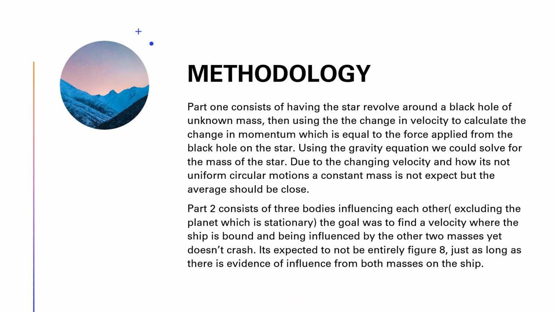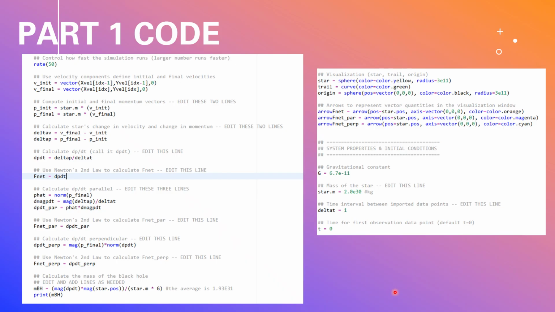It's a good approximation. Now, part 2, there's 3 bodies influencing each other. One is stationary, which is the main planet. And the goal was to find a velocity where the ship, the smallest mass, is bound and the force is exerted from both of them onto the ship, but it doesn't crash. And we were hoping for a figure 8, but we did not get one, but there's evidence of influence from both masses.